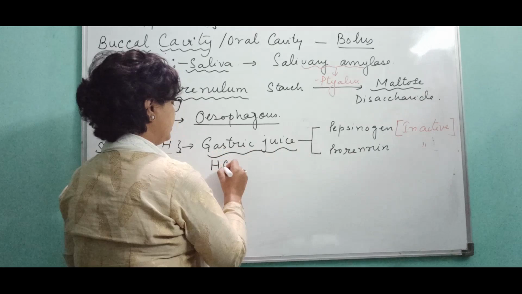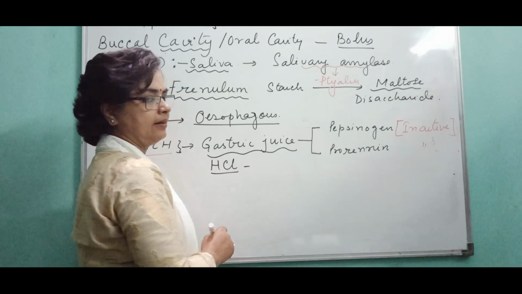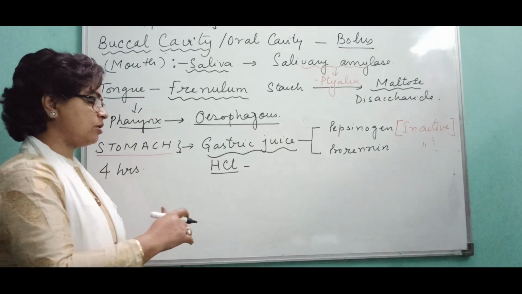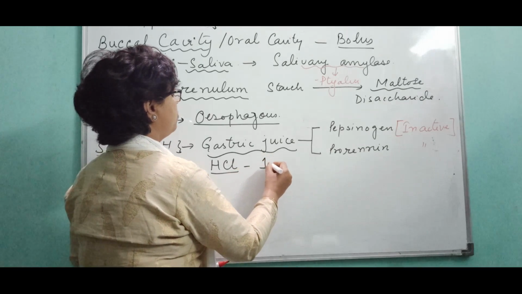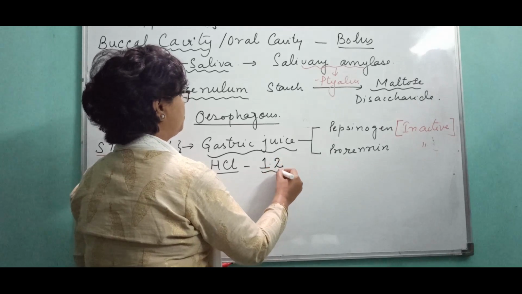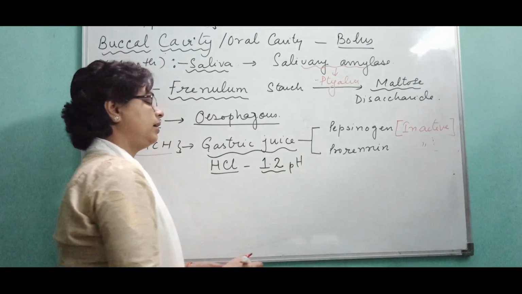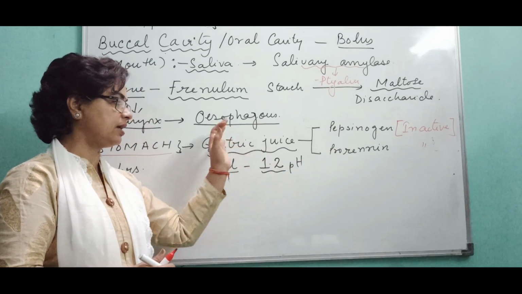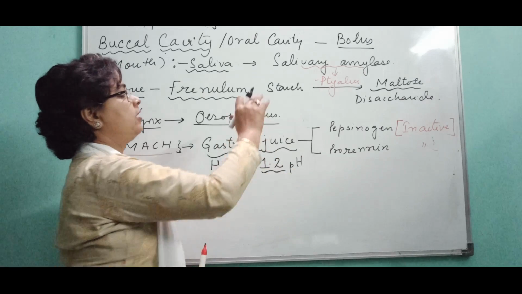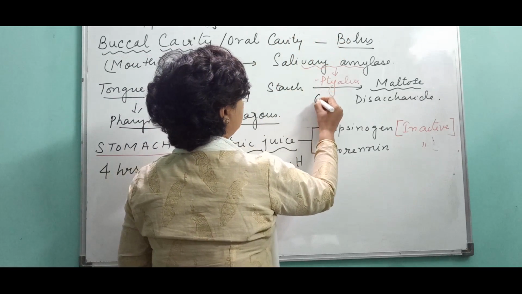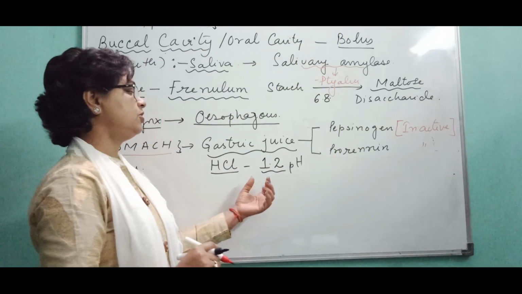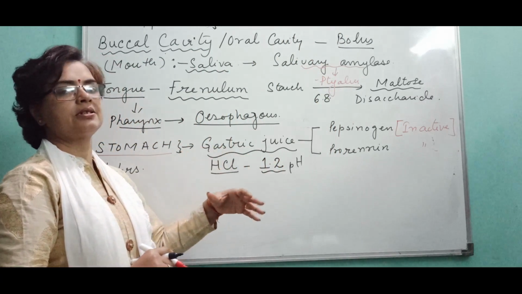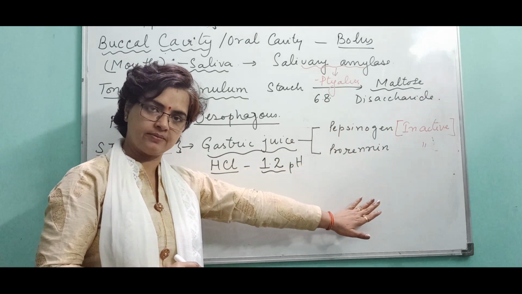Gastric juice includes HCl. This HCl is an acid, we know. The HCl maintains a very low pH in your stomach, approximately 1.2. pH is actually the logarithm value of the hydrogen ion concentration. So the pH of this gastric juice is 1.2. Over in the mouth, it is hardly 6.8. So this pH of 1.2 is responsible for converting certain inactive enzymes into active ones.